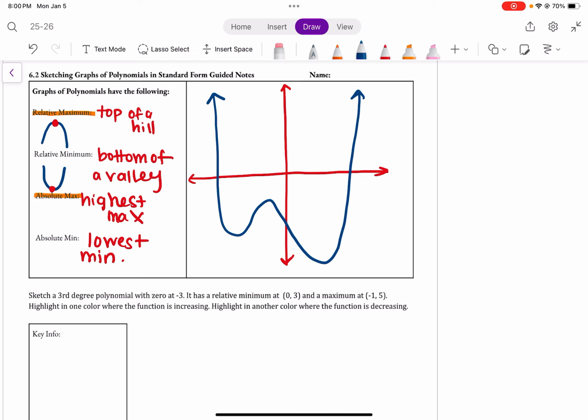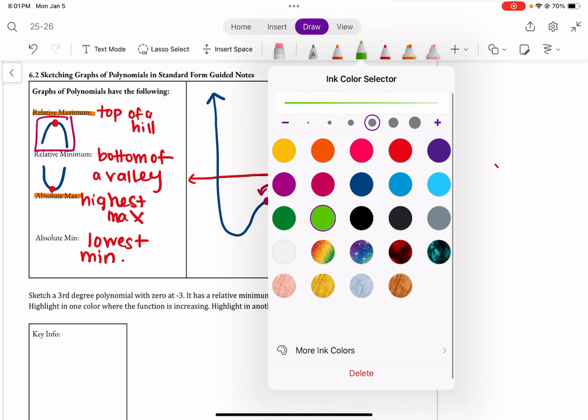Hopefully you notice that this is a W shape, which means it is a fourth degree polynomial. Again, we can identify the relative maximums and the relative minimums. Let's start by identifying the relative maximums. Relative maximums, remember, are the top of a hill. If you notice, we are at the top of the hill only one place. So this is our relative max. But since it's our only max, there's no other top of the hill, it's also our absolute max. It's both.